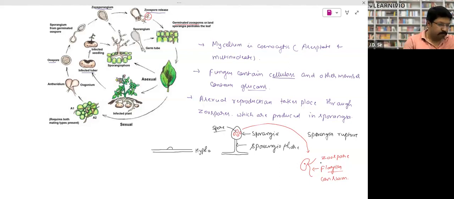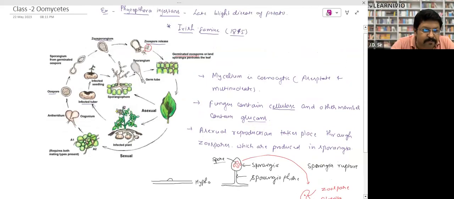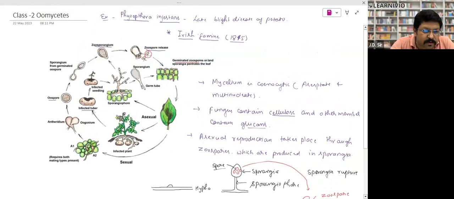So it goes to the flagella. The same thing is visible in this diagram. Look, sporangia formation takes place. This is zoosporangium, right? Inside sporangium, the spores are formed. These are the zoospores. They spread and they germinate on the leaves. Got it?